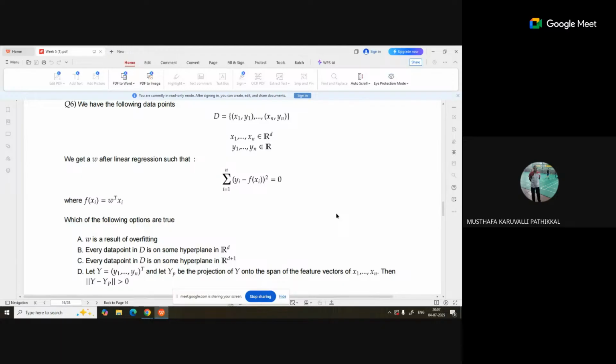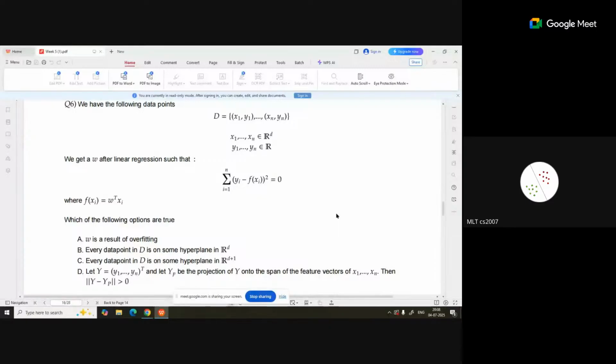Whether A is correct, something matches. Does that always mean it's overfitting? It can be a result, but it will not definitely be. Actually, it shouldn't be overfitting. If it is overfitting, it means the error between your actual labels and the predicted labels is equal to 0. And if it is like that, then all the data points should be on the line, basically on that hyperplane. So in the same space it will be there, and A is not going to be true.